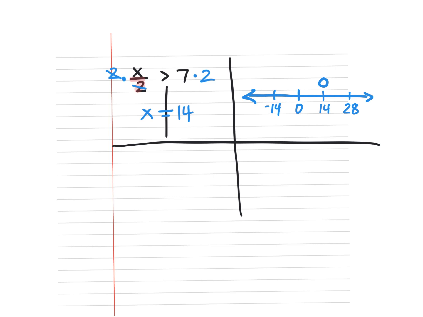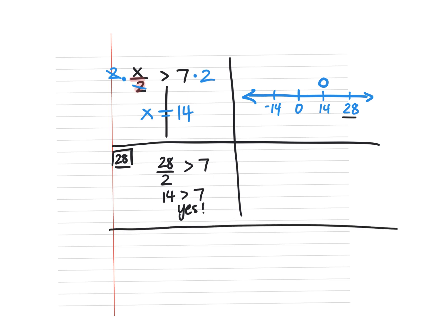All right, but now I need to do a test point. So maybe I'm going to test 28 this time. Okay, so I'm going to come down here and say, hey, I'm going to test the number 28. So I'm going to rewrite the problem. I'm going to write 28 over 2. Is that bigger than 7? So 28 over 2, or 28 divided by 2, is 14. Is 14 bigger than 7? Yes, it is. Okay, so you notice I kind of just wrote the word yes there. So 28 does work. So I want to go towards the 28. So that means all numbers bigger than 14 are going to work in that inequality. And you just solved a division inequality.